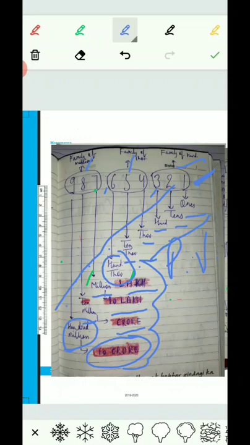Now comes how to read the number. The number will be read out as 987 million 654,321. 987,654,321. I have read it 2 times so that you can note down how we have read out the number.